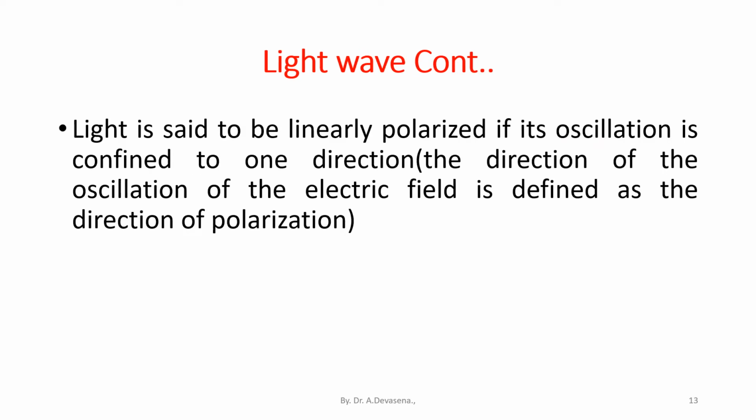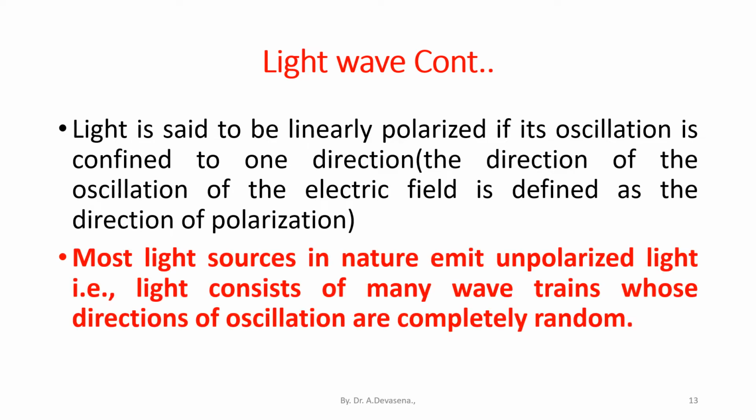Light is said to be linearly polarized if its oscillation is confined to one direction. The direction of the oscillation of the electric field is defined as the direction of the polarization. Most light sources in nature emit unpolarized light. That is, light consists of many wave trains whose directions of oscillation are completely random.